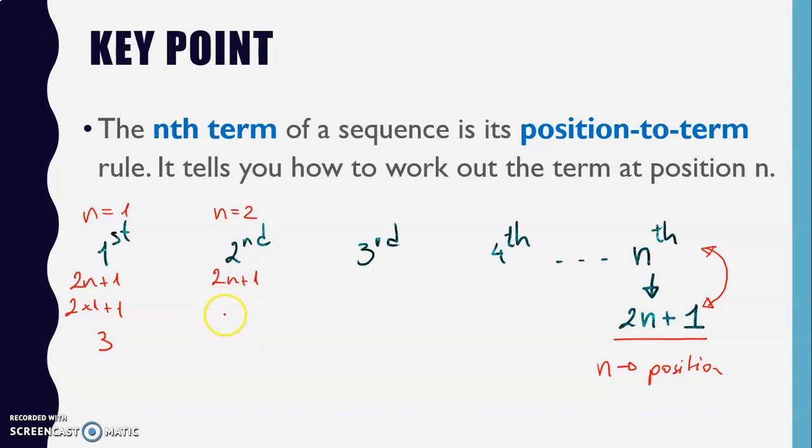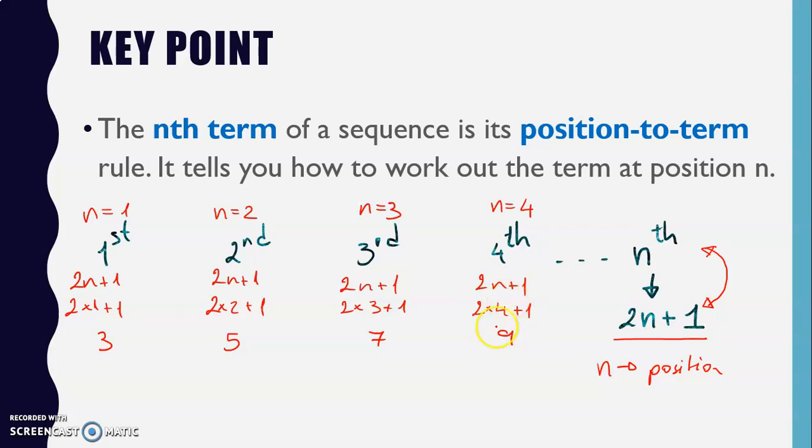Now to generate the second term, we write down again the nth term, the formula, as I said before. And we take n to be equal to 2 because we are working out the term in the second position. So 2 times 2 plus 1, which is equal to 5. Now to find the third term, we will have to take n equals 3. So 2 times 3 plus 1 equals 7. And in the fourth place, n equals 4. So 2n plus 1 and then 2 times 4 plus 1, which is equal to 9.